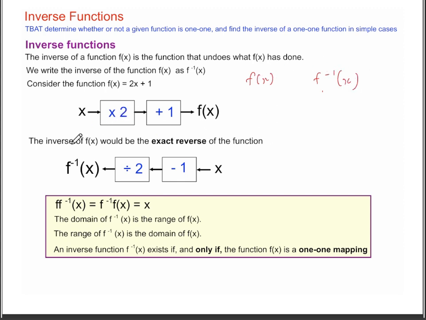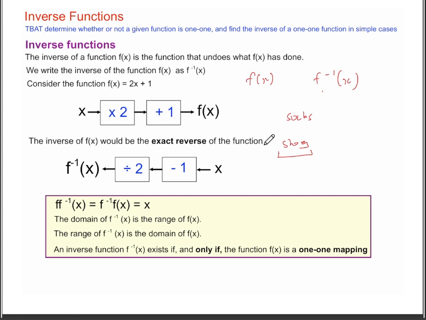So for example, if my function was to multiply by 2 and then add 1, then my inverse function would just reverse that: subtract 1 and divide by 2. I like to call this the socks on, shoes on method. If you put your socks on first, then your shoes, to undo it you have to remove your shoes first. So you need to undo the second step before you undo the first step. And that's how inverse functions work.